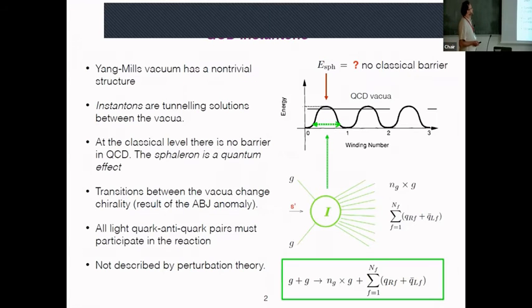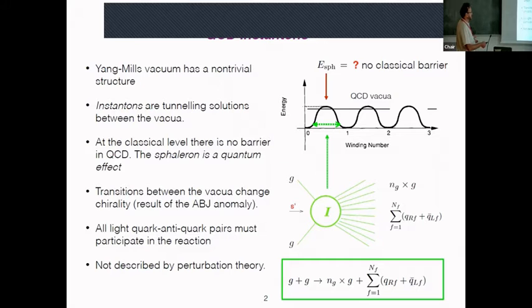So first, a quick reminder about QCD instantons. You all know that instantons in any non-abelian gauge theory correspond to tunneling events between vacua with different winding numbers, insofar as the semi-classical approximation is valid.